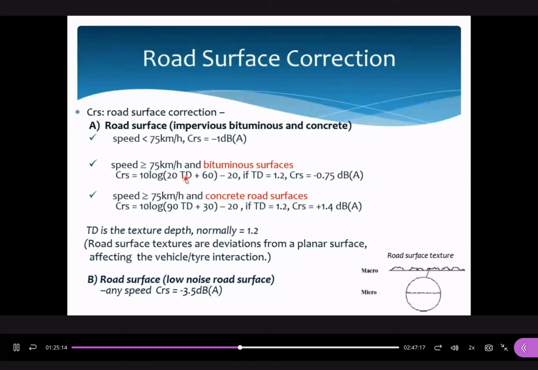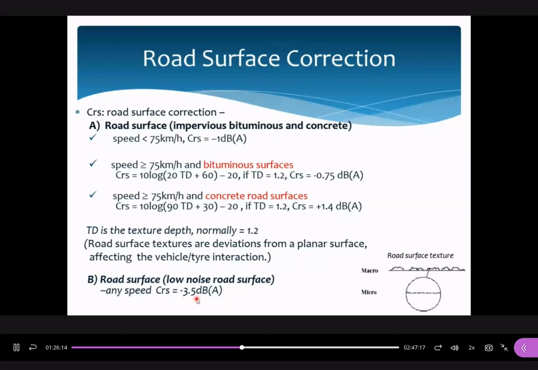What is the meaning of TD here? TD is the texture depth, because the road pavement is not perfectly smooth. There are variations along the pavement. This is the road surface texture, and normally the variation is about 1.2 millimeter. Because of these variations, it can induce rolling noise effects. If it is perfectly smooth, the rolling noise effect is not a problem. The road surface textures are the deviation from a planar surface that can affect rolling noise. And we still have the low noise road surface. For any speed, we just consider that it can be reduced by 3.5 dBA.